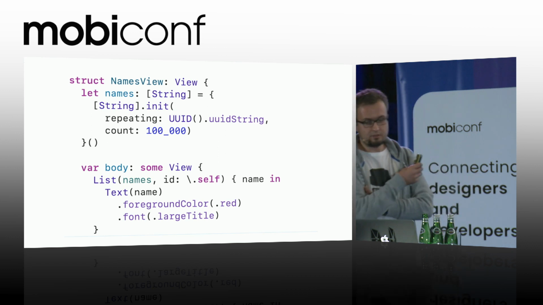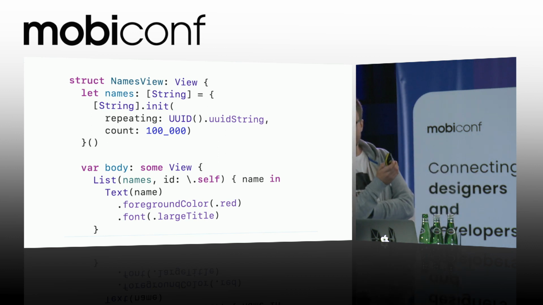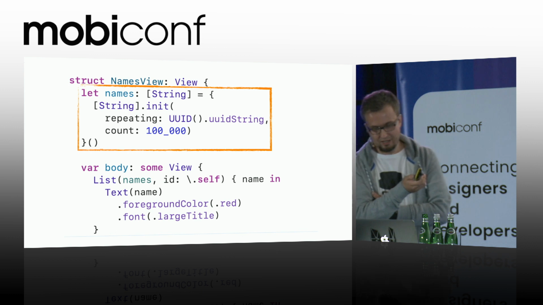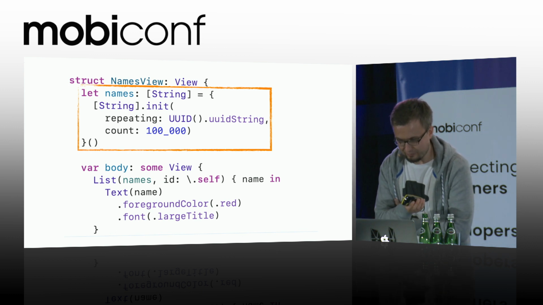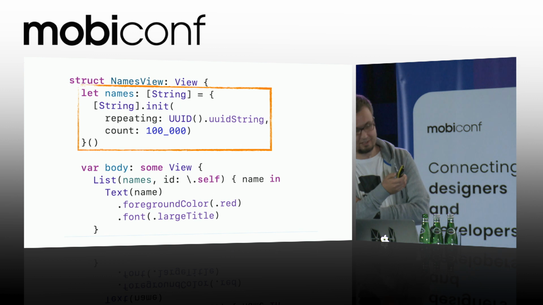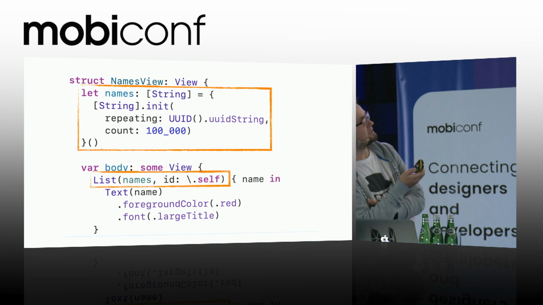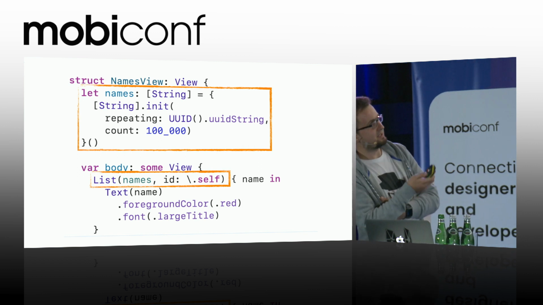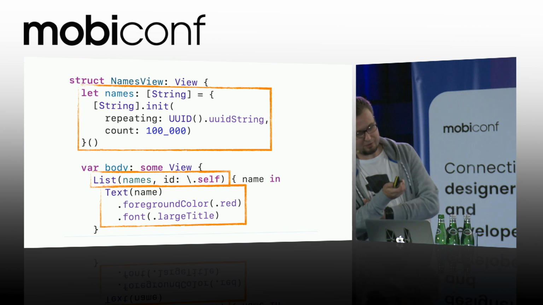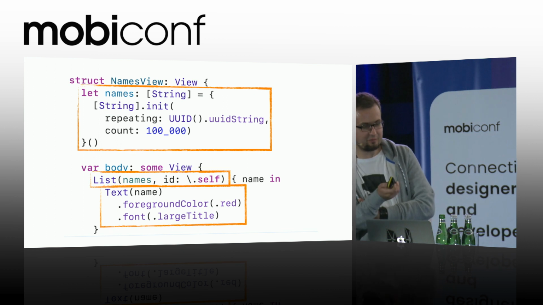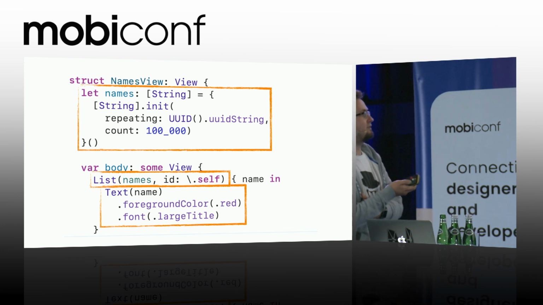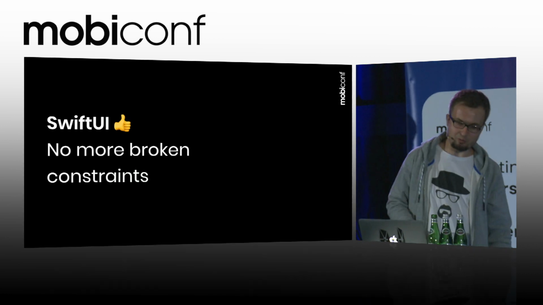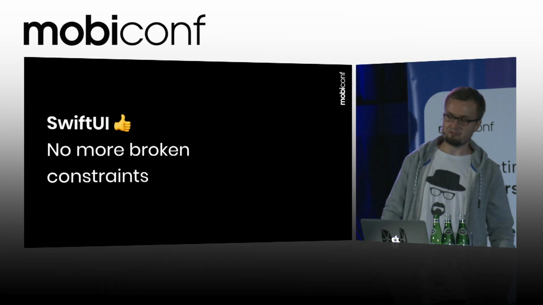This code contains all you need to implement in order to have a UI table view. Here is the data source. The data source would be like 100,000 fake names that are actually UIDs. And this is the UI table view. This is almost everything that you need to write in order to render a UI table view based on your data source. And this is cellForRow at indexPath. And this is all the boilerplate that you need to write in order to have a working list component. Pretty crazy, right? And the great benefit, no more broken constraints. No more tedious debugging of broken constraints.